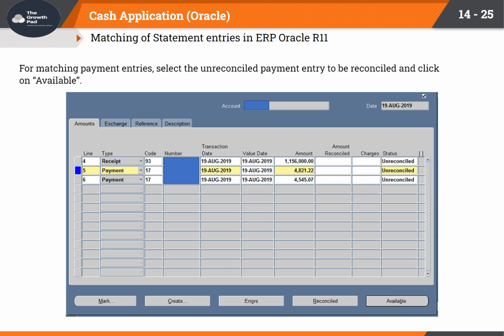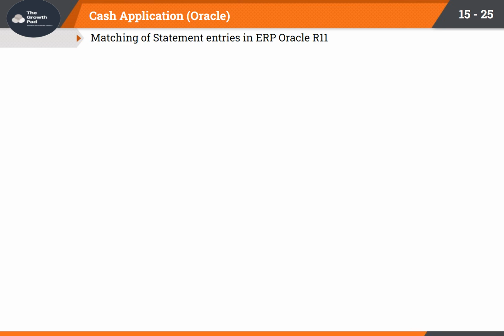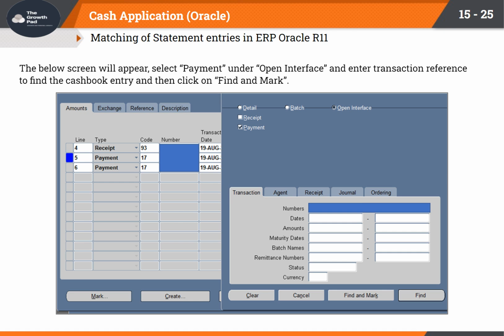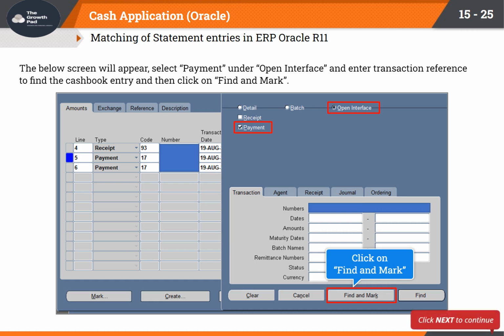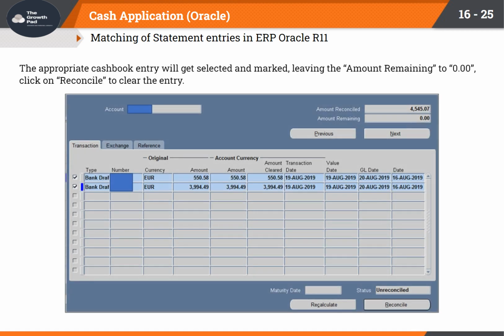For matching payment entries, select the unreconciled payment entry to be reconciled and click on Available. The below screen will appear. Select Payment under Open Interface and enter transaction reference to find the cash book entry, and then click on Find and Mark. The appropriate cash book entry will get selected and marked, leaving the amount remaining to 0.00. Click on Reconcile to clear the entry.